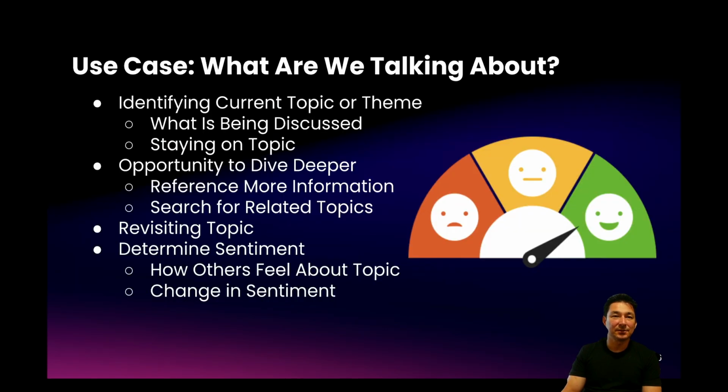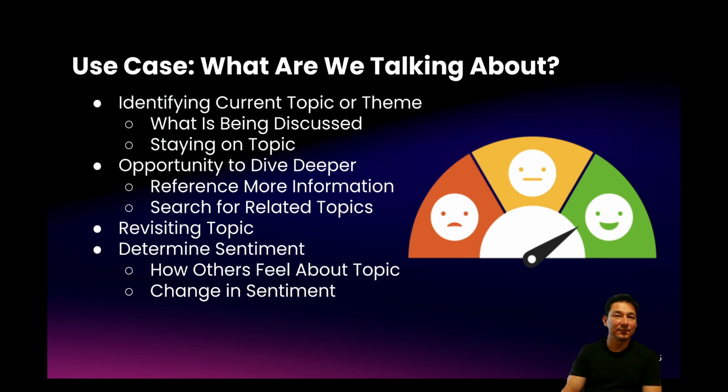So the most obvious use case is defining what is currently being talked about. An implicit consequence of getting notifications on topics being discussed is the ability to see if the conversation is staying on topic or theme. That is to say, the topic isn't changing. When you get notifications that a topic has been identified through a Symbl insight, it also gives you the opportunity to dive deeper into that particular theme.